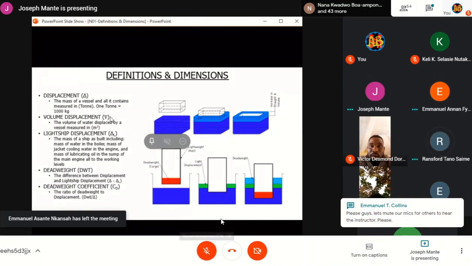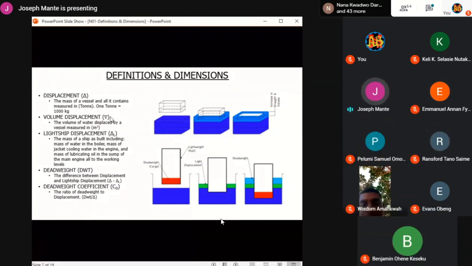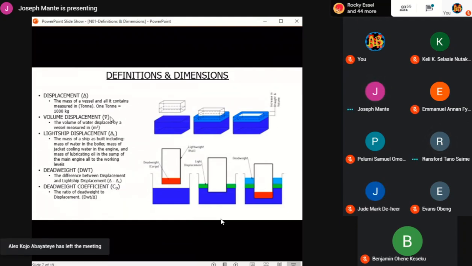It's okay. All right. So now you know what dead weight is. Now let's go to the dead weight coefficient, which is C subscript D. All these things you have to keep in mind. We said the ratio of dead weight to displacement. So the dead weight coefficient is the ratio of dead weight to displacement, which is DWT over the displacement.